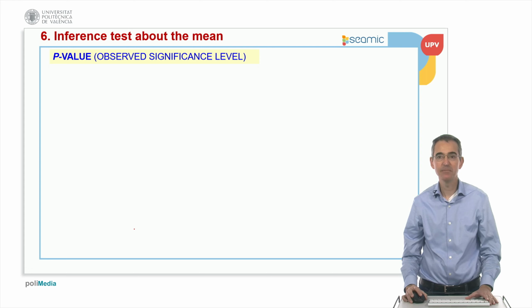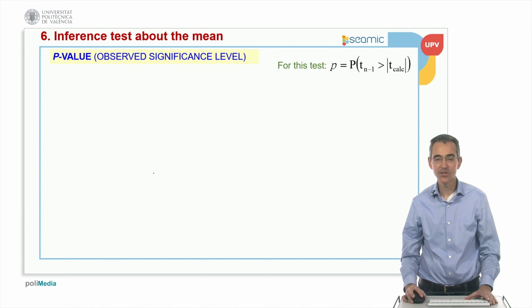Okay, what is the p-value? It's a bit abstract concept. The definition that I gave in a previous video could seem a bit difficult to understand, but it's better to try to understand it graphically. So in this slide, I will show this concept again. It's sometimes called the observed significance level. The way it's calculated is different for every kind of test.